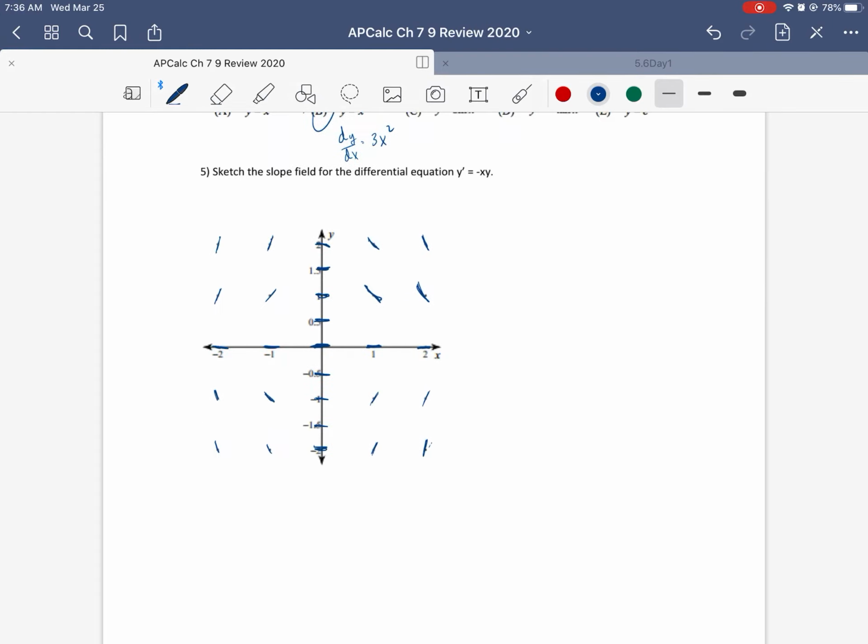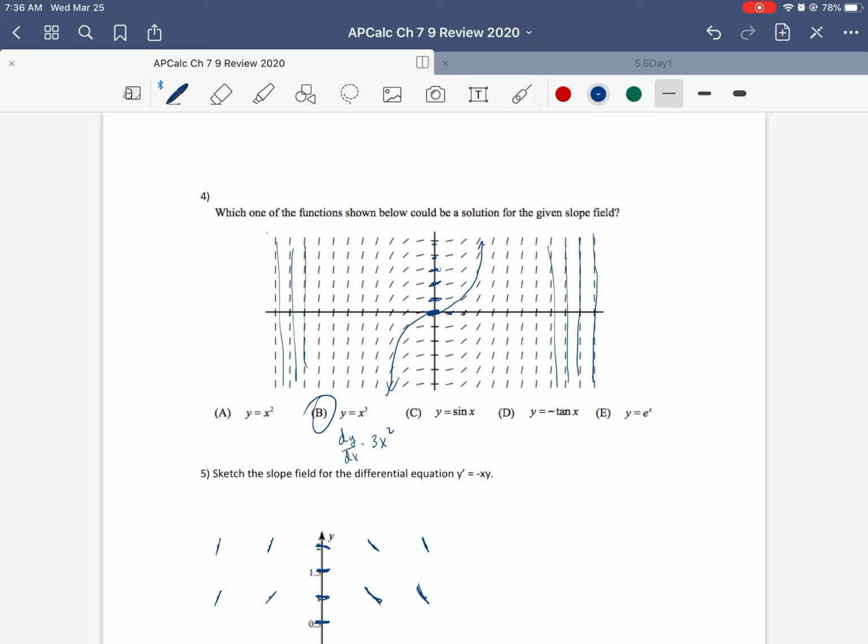Okay, it resembles a circle, but I don't have to go any further than that. This is it.